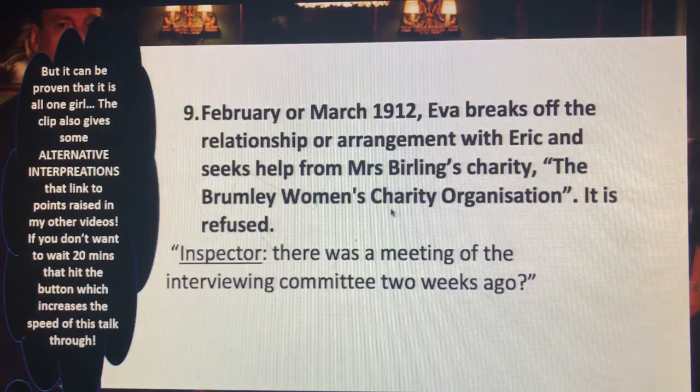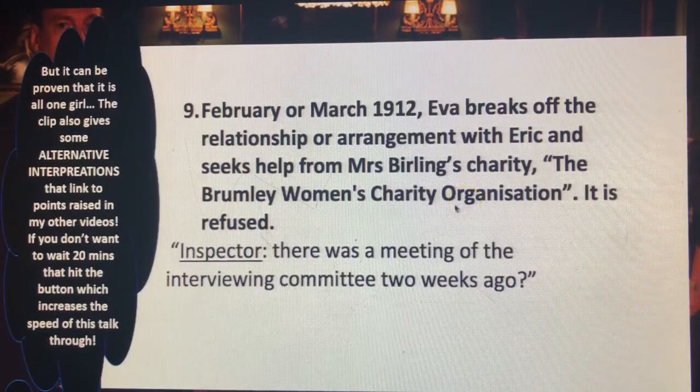So in April we find out that 2 weeks ago she's gone to the Bromley Women's Charity Organisation, and we know that sometime before that she split with Eric because she found out he was stealing money. So she can't have split with him any earlier than February and no later than March. This again exactly fits the timeline.